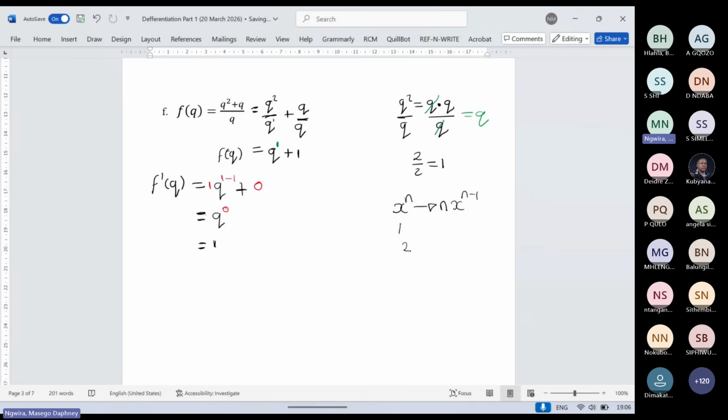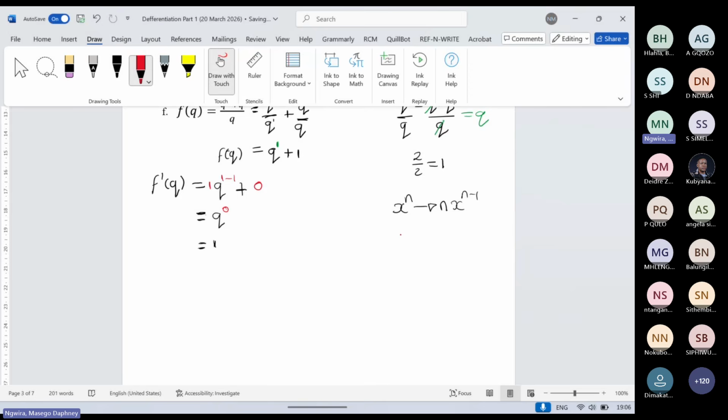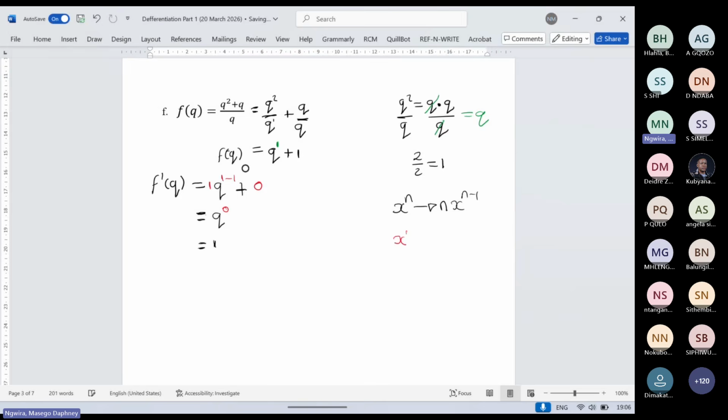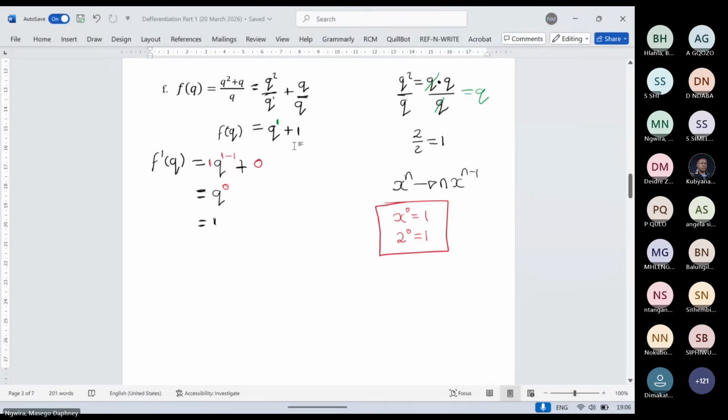I'm going to write it here so that you get it. Any number to the power of 0 is 1. X to the power of 0 is 1. 2 to the power of 0 is 1. So q to the power of 0 will give me 1. That's it. 1 times q is 1. Even if I wrote that 1 here, it's going to be 1 times 1. It's still 1. Nothing has changed. This is what we call the power rule. You need the power. Is it fine?